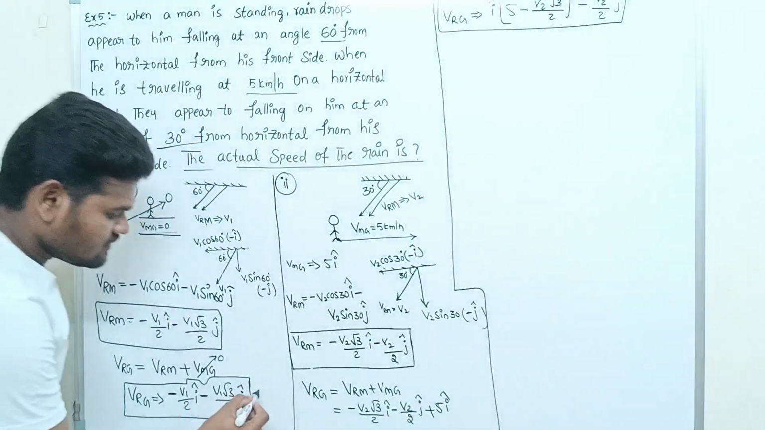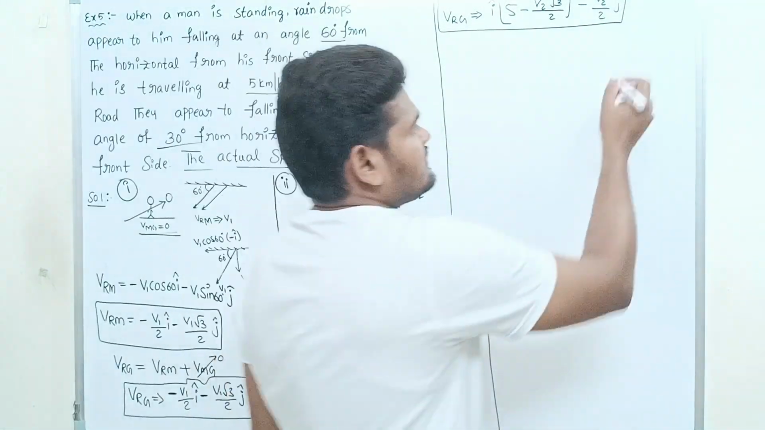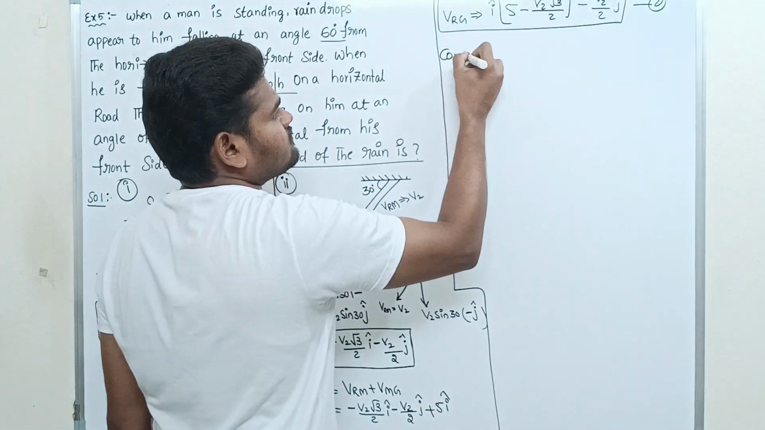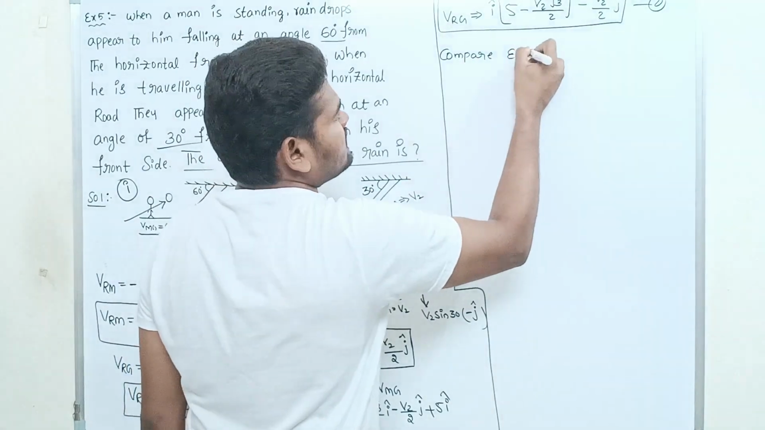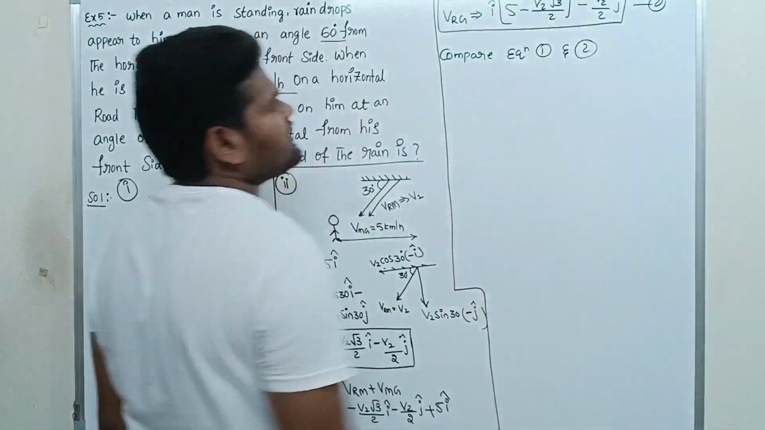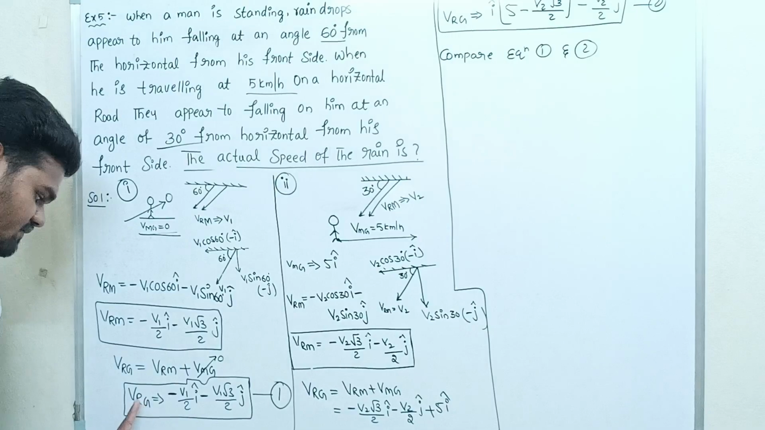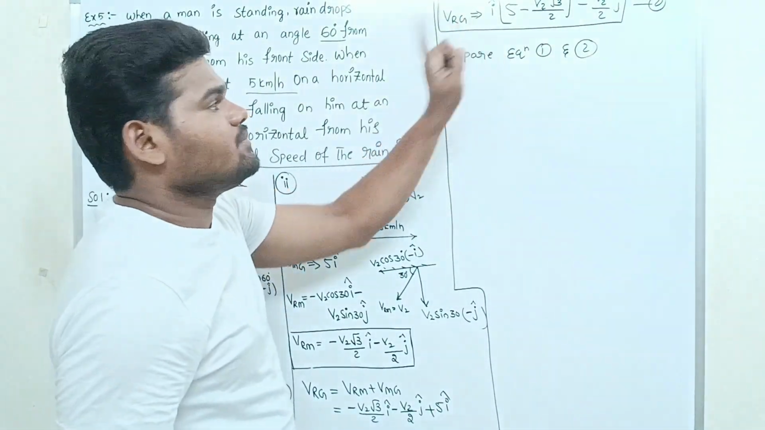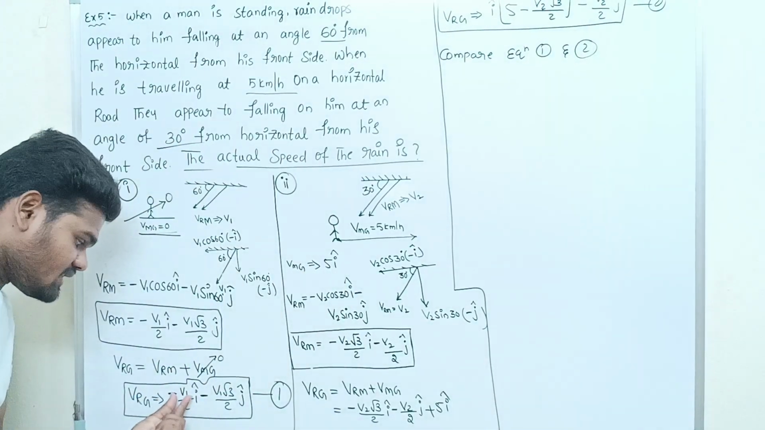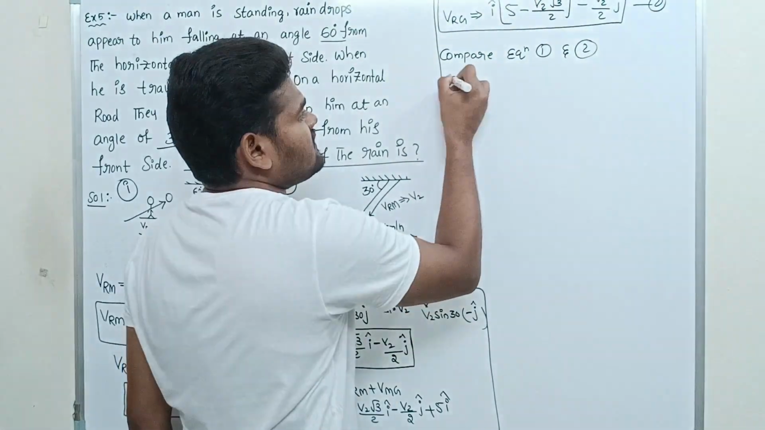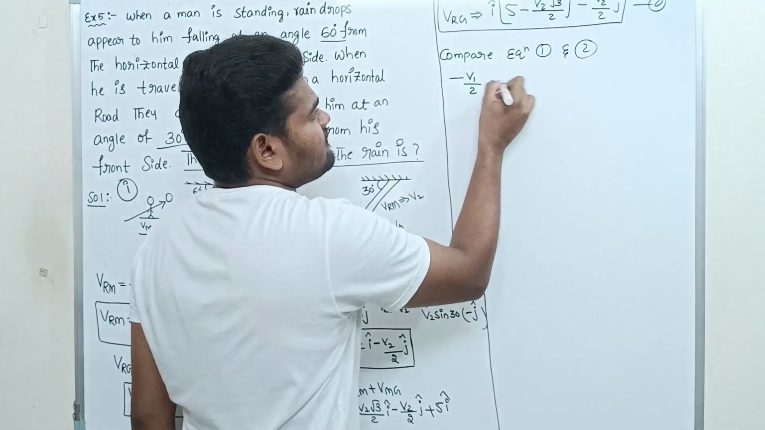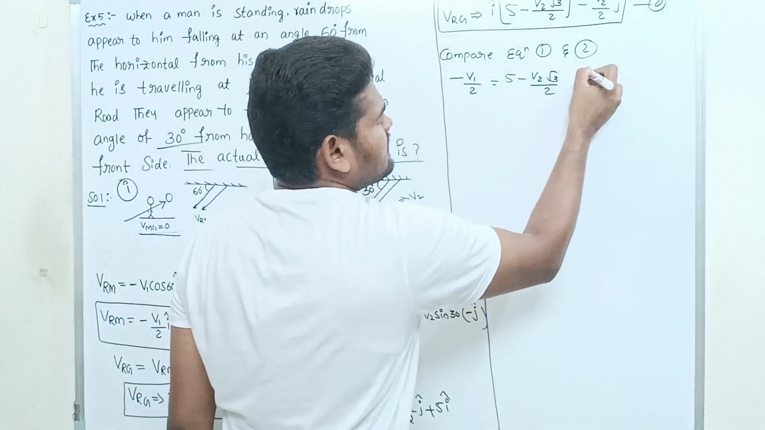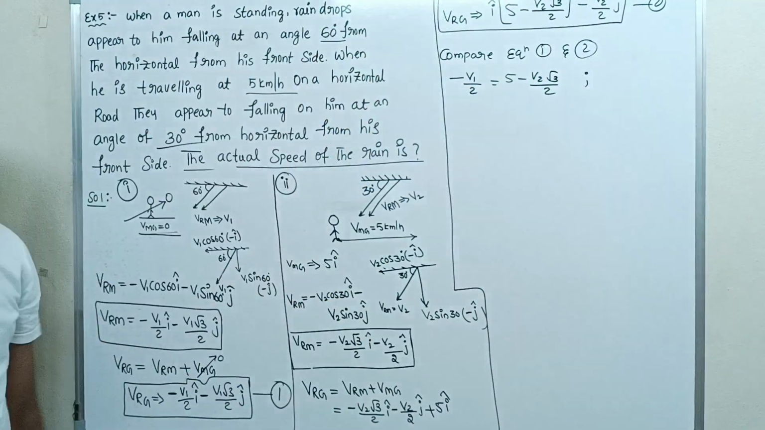Are you getting it? Any doubts? Let us say this is equation number 1, this is equation number 2. I am going to compare equation 1 and 2. Have a look. VRG cancels out. Here i cap is there, it cancels out. So in place of minus V1 by 2, we have 5 minus V2 root 3 by 2.